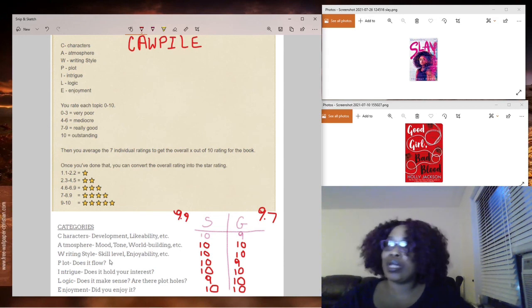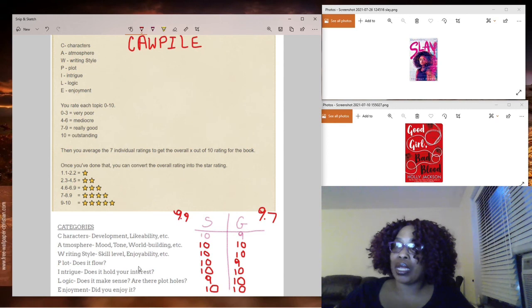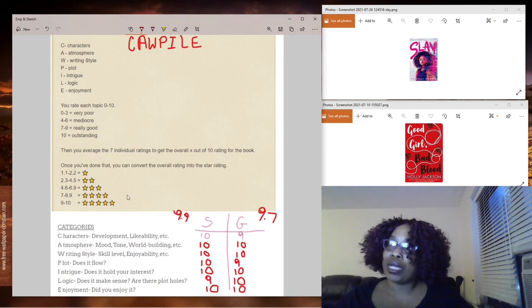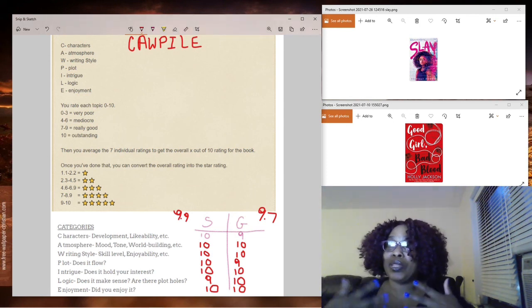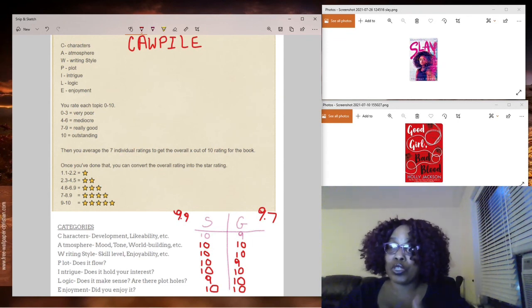I love this rating. Like I said, I use it all the time. I'm very quick with the rating. Once you understand how it goes, it takes but 2 seconds to just rate, divide by 7, and then plug it into which star rating it is. So with that being said, that is the end. I hope I've explained the CAWPILE rating system to you and that you're able to use it if you choose to.